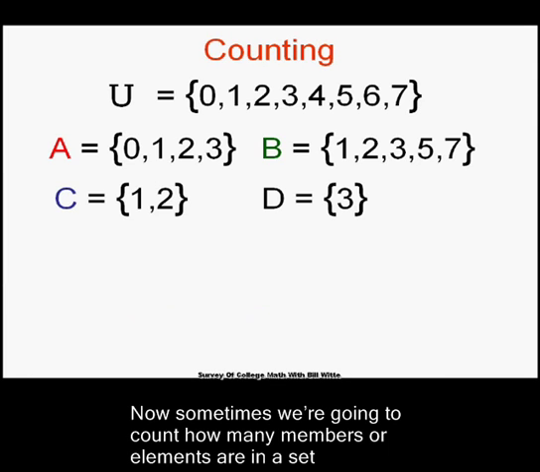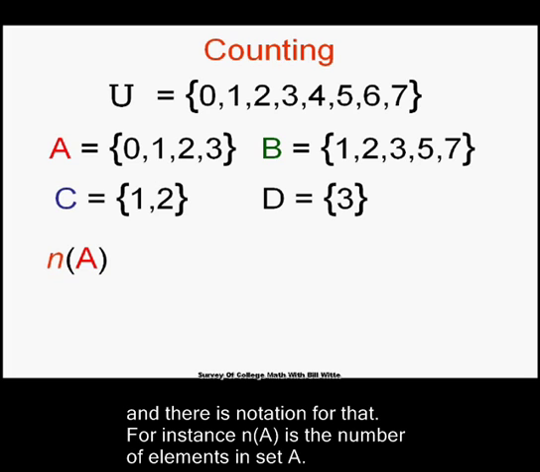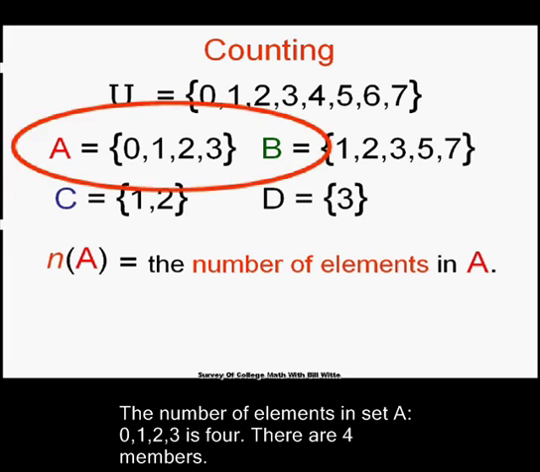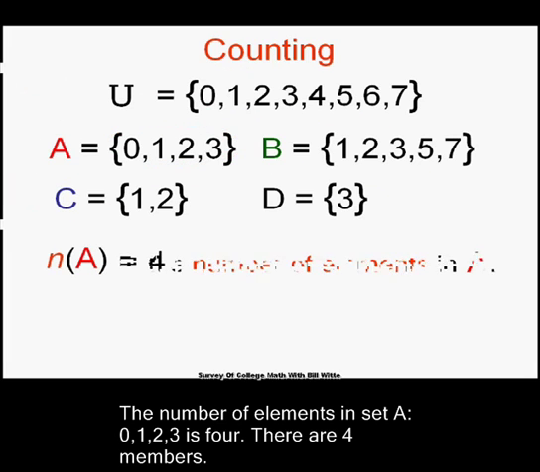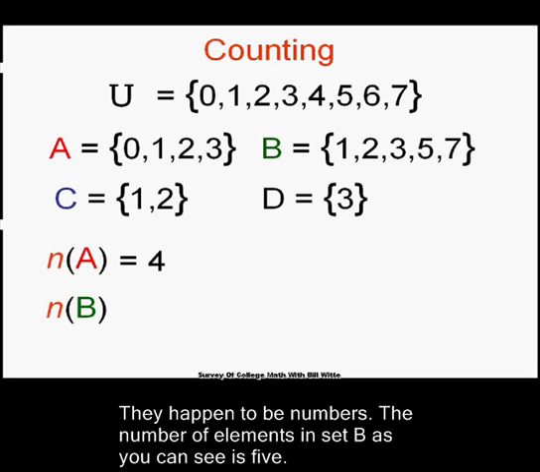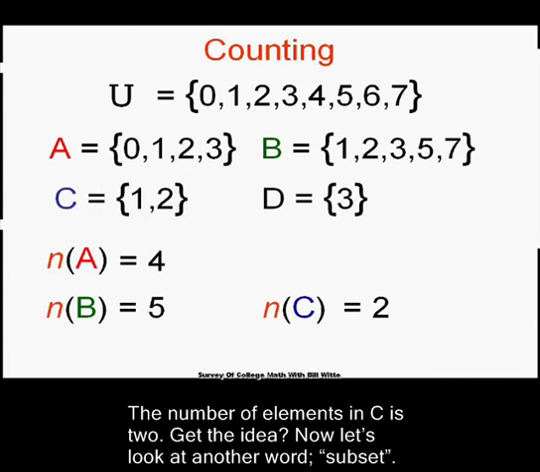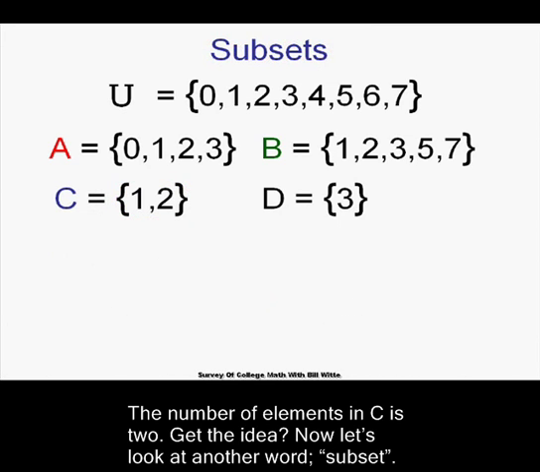Now we're going to count how many members or elements are in a set, and there's notation for that. For instance, n of A is the number of elements in set A. And the number of elements in set A, 0, 1, 2, 3, is 4. There are 4 members. They happen to be numbers. The number of elements in B, as you can see, is 5. The number of elements in C is 2. Get the idea? Now, we're going to have another word, subsets.